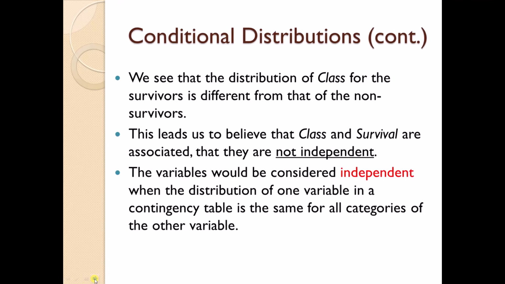So given what we just saw, we see that the distribution of class for the survivors is different from that of the non-survivors. And this is an important concept, and this does appear over and over in the course. From what we just saw, where those two pie charts are different, it leads us to believe that class and survival are associated.